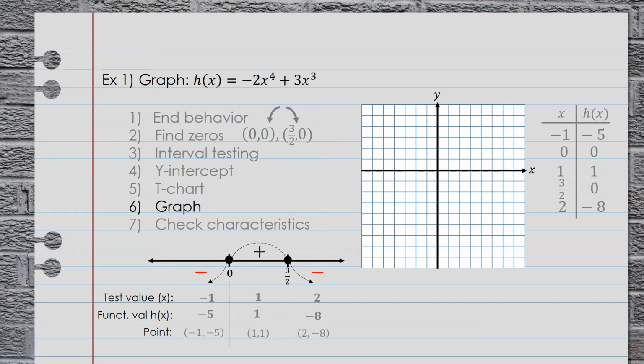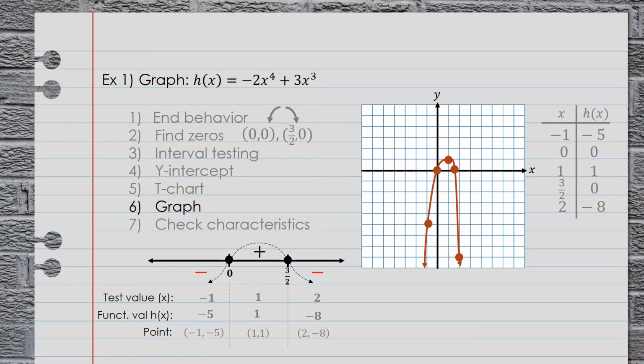To graph, we are going to need our xy axis, so take a moment now to prepare that. All right, now we're ready to plot these points. The first point is (-1, -5). Then we have (0, 0), (1, 1), (3/2, 0) simply means (1.5, 0), and then (2, -8). So we have this collection of points, but to connect them, we do it in order. So the point (-1, -5) is connected to (0, 0), which is then connected to (1, 1), and so on. So we graph them from left to right.